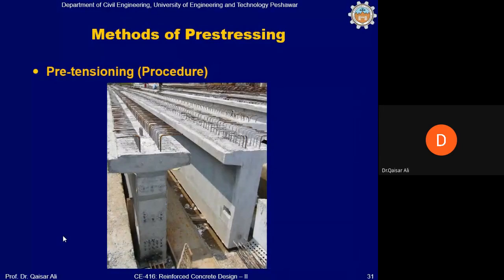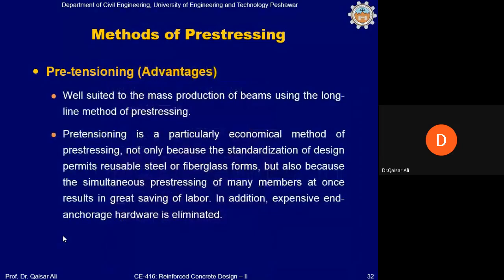The advantages of pretensioning are that it is very well suited to mass production, which means that if you want to produce a large number of beams at one and the same time, you can use this, as we have seen in the previous slide. And pretensioning is a particularly economical method of pre-stressing, not only because the standardization of design permits reusable steel or fiberglass forms, but also because the simultaneous pre-stressing of many members at once results in great saving of labor.